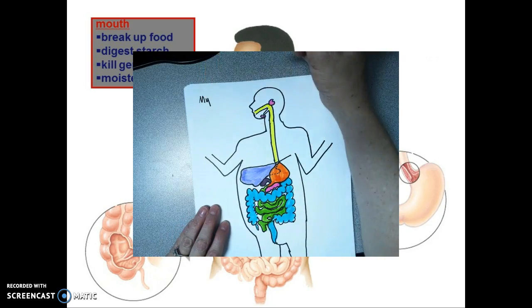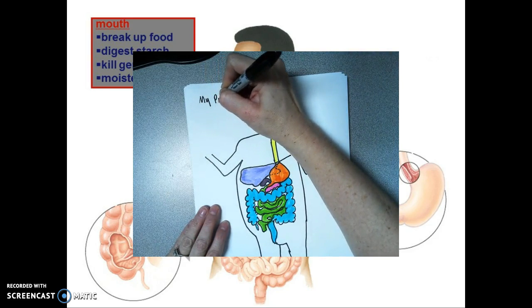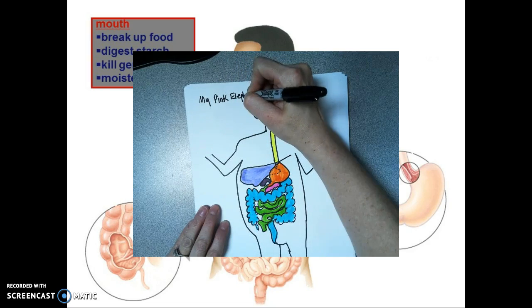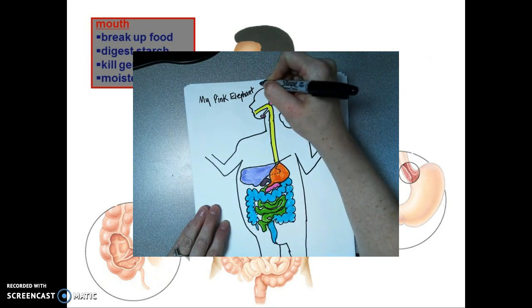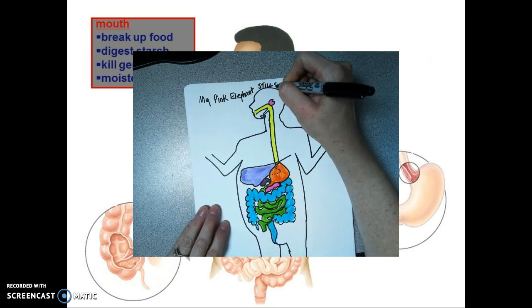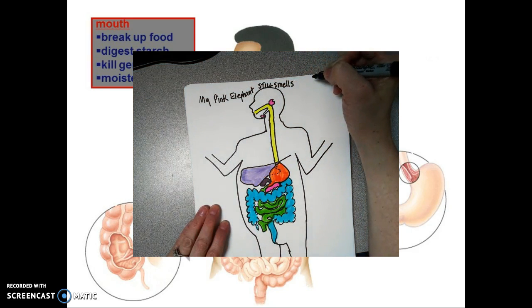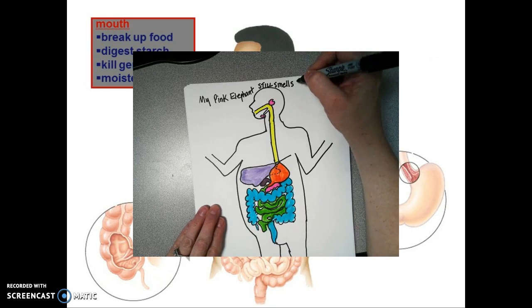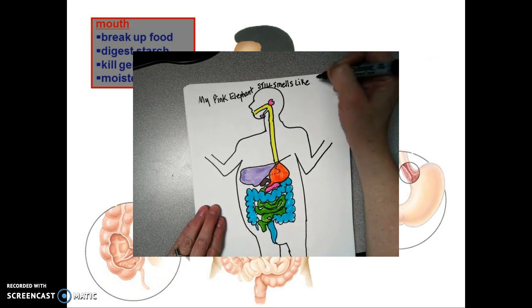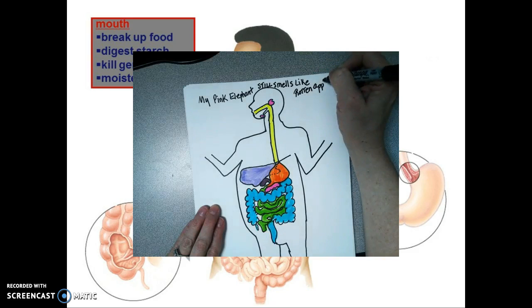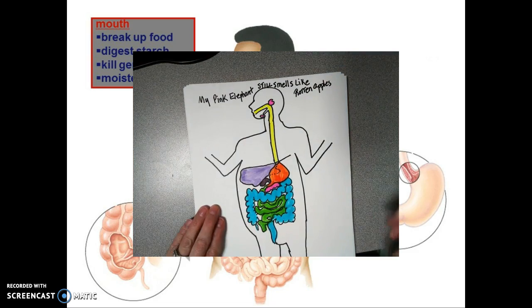And it goes, my pink elephant still smells like rotten apples. Okay, can't take credit for this.